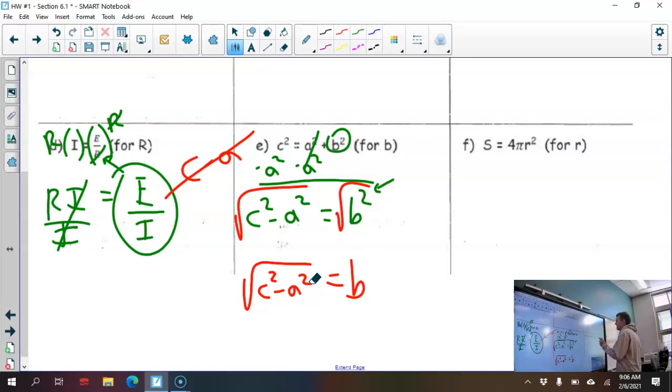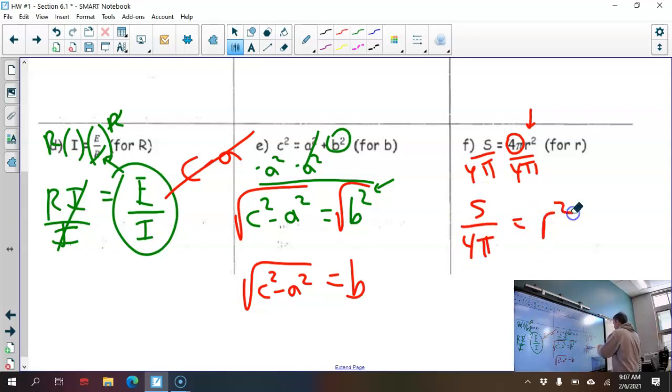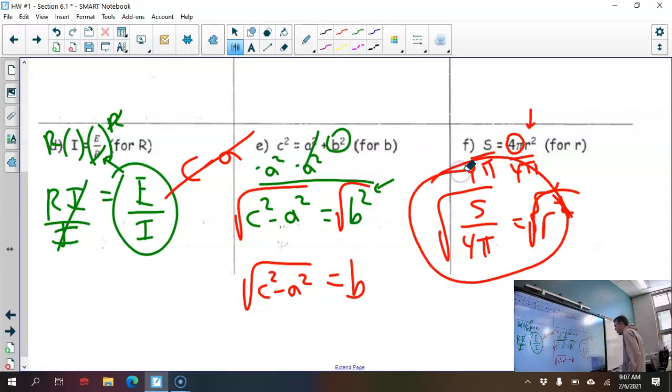All right, again, in letter F, I'm solving for r. So before I can get rid of the square, I need to get rid of the 4 pi to isolate the r squared. So I would divide both sides by 4 pi. And that gives me s over 4 pi equals r squared. Then I can take the square root of both sides to get rid of the square. And there's my answer, r equals the square root of s over 4 pi.